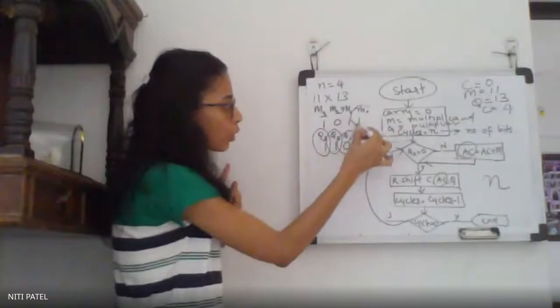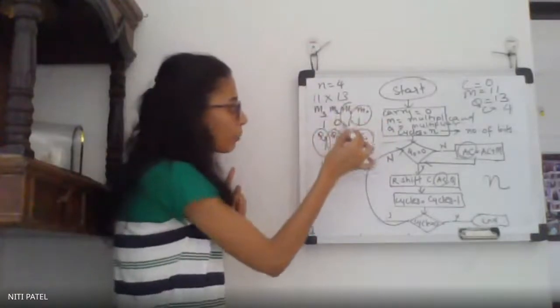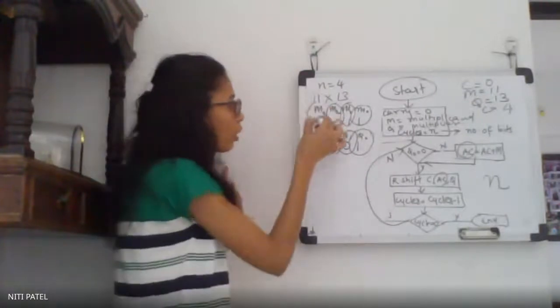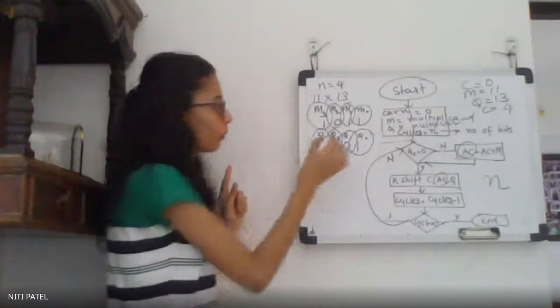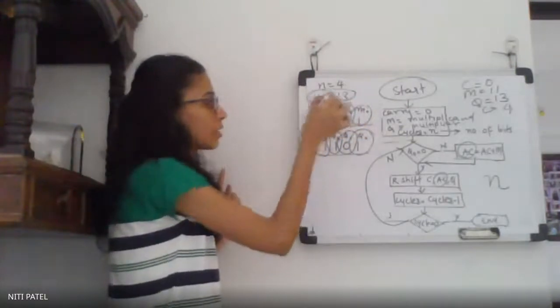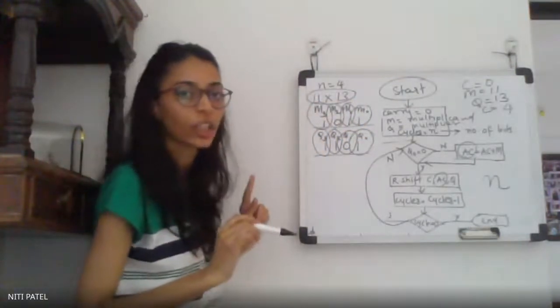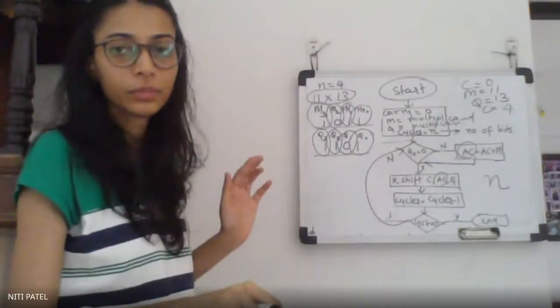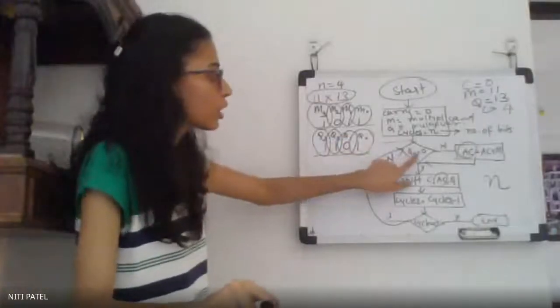Value of M0 is 1, value of M1 is 1, value of M2 is 0 and value of M3 is 1. From where did I get these binary numbers? It is nothing but the decimal converted into binary in the given question. Is this understood up till here? Yes, ma'am. Okay.